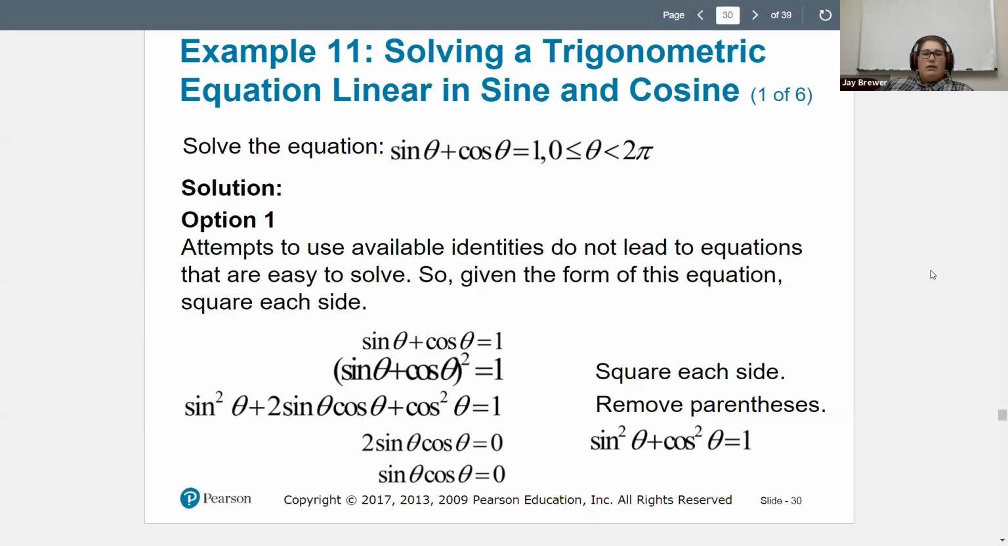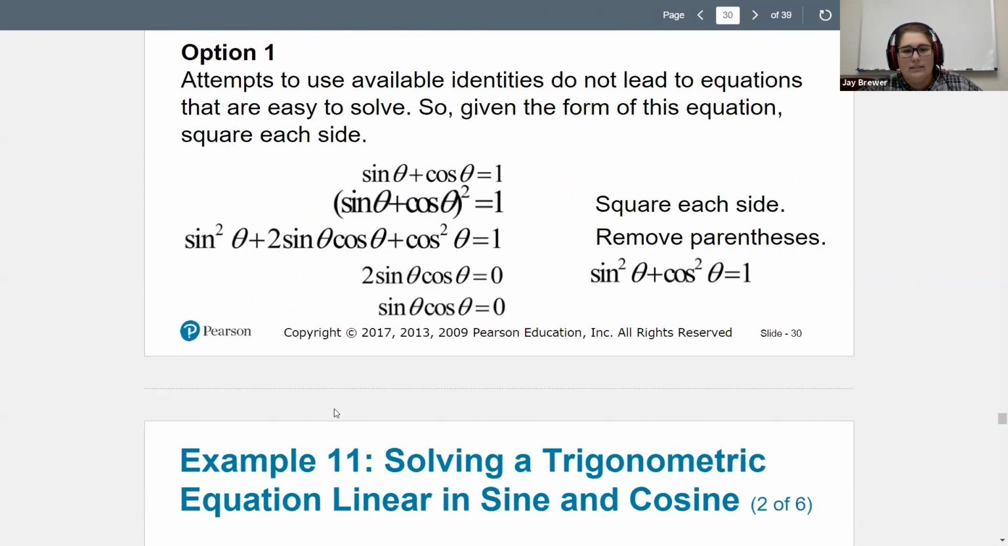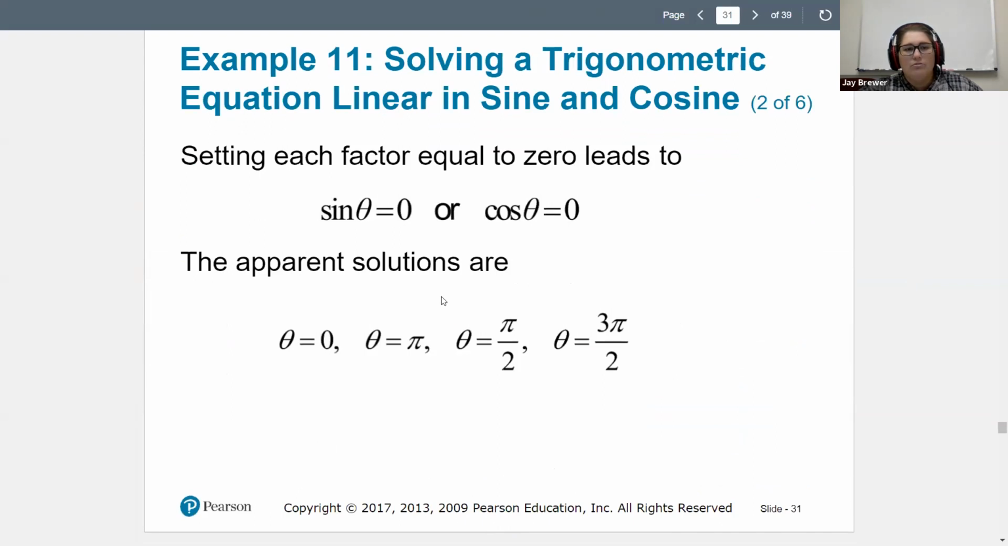So for option 1, attempts to use available identities do not lead to equations that are easy to solve. So given the information, we have to square each side. So if we square each side, you're going to have to remember something later on, okay? So here you can kind of see how they work things. They squared each side. You get sine squared theta plus 2 sine theta cosine theta plus cosine squared theta equals 1. Then they went through and they solved. And now we're going to set sine theta and cosine theta equal to 0. So when we do that, it kind of looks like option 1 is a little bit nicer. What do you have to remember to do?